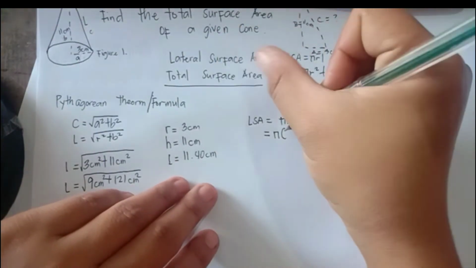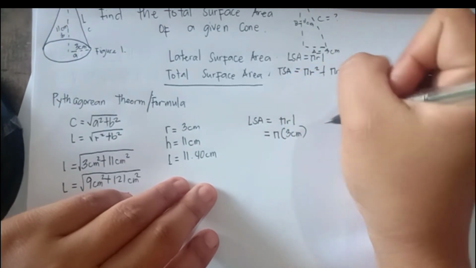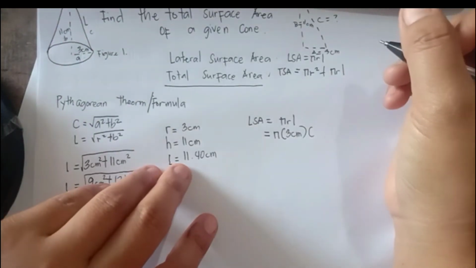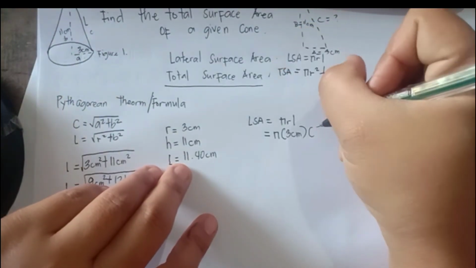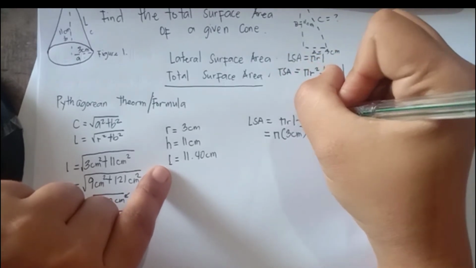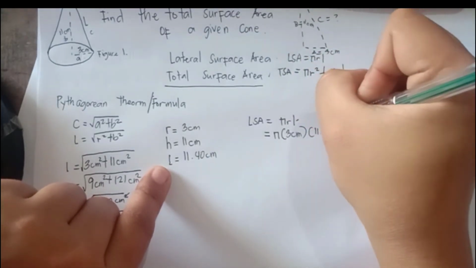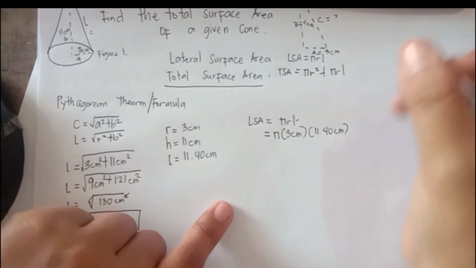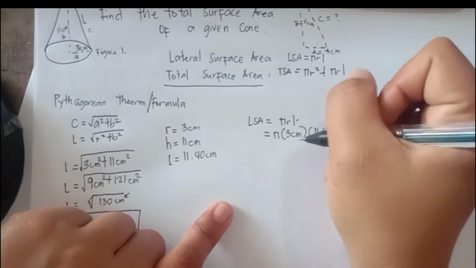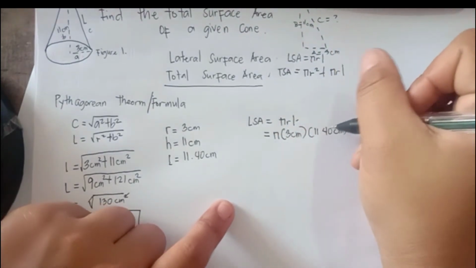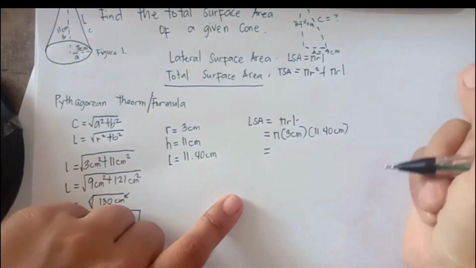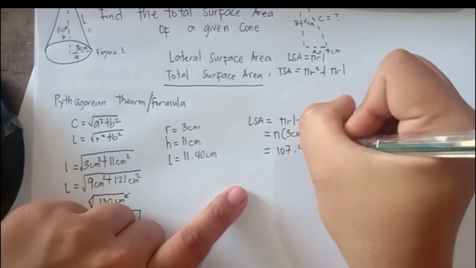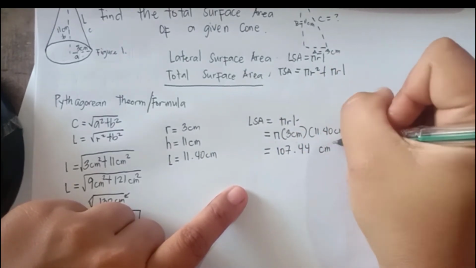Our R is 3 centimeter. Next, ano yung gagawin natin? Next is ang ating slant height, 11.40 centimeter. Next, we have to simplify the pi times 3 centimeter times 11.40 centimeter. The answer will be 107.44 centimeters squared.